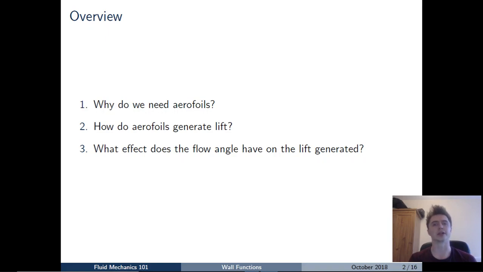So just to give you a quick overview of what I'm going to talk about today, I'm going to start out by talking about why we need aerofoils and what typical applications we find them in. Then I'm going to move on to how aerofoils actually generate lift, and I'm going to finish off by talking about what effect the flow angle has on the lift generated by the aerofoils.